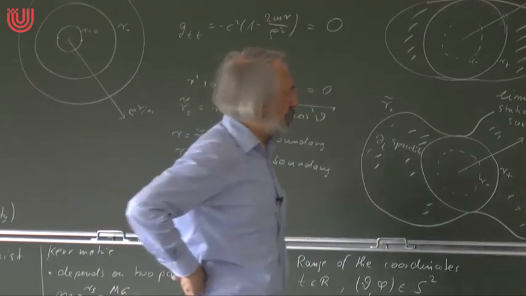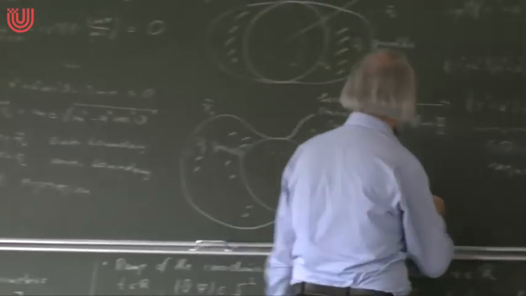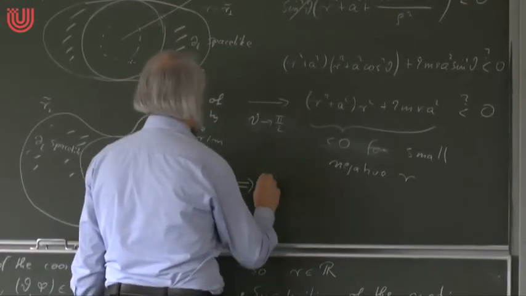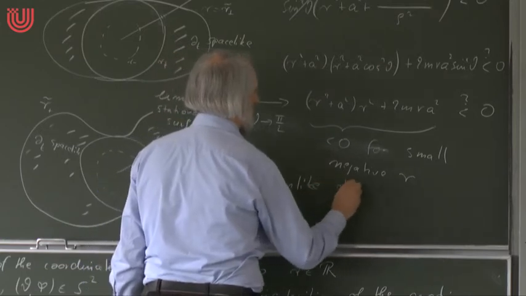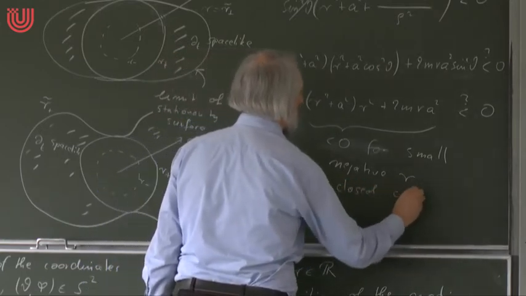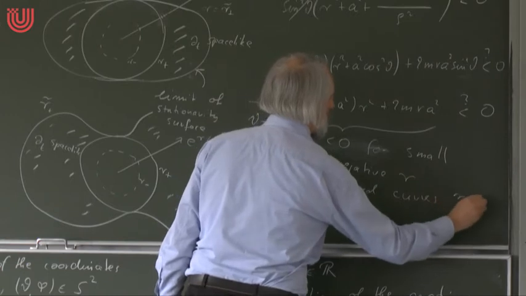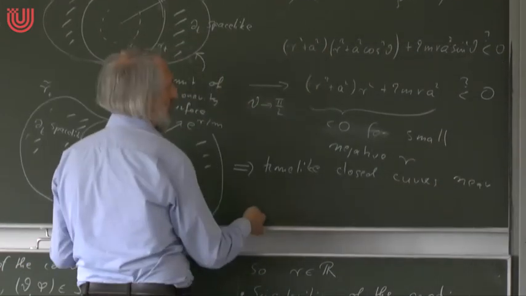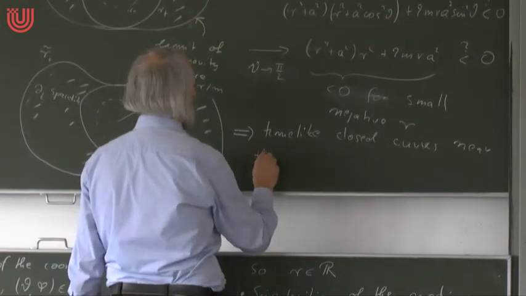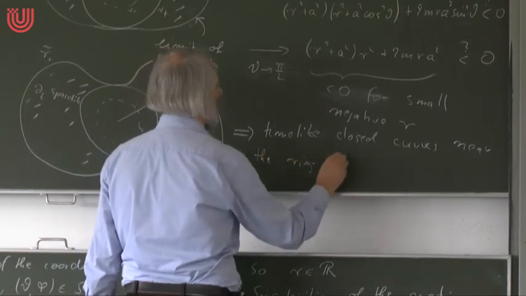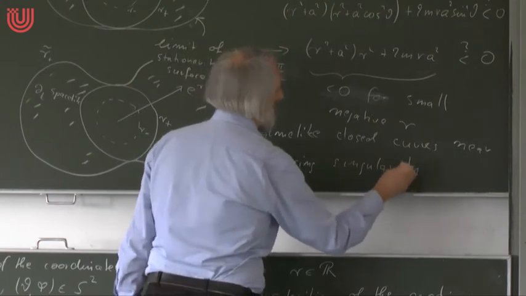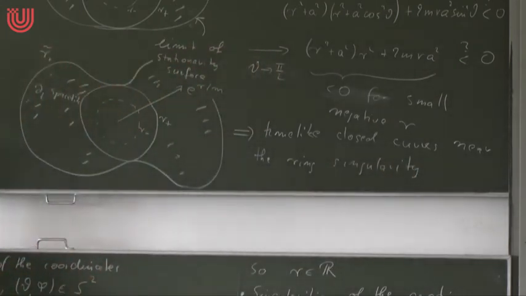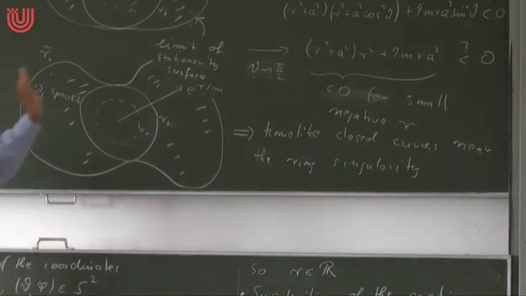So in the curved spacetime, let me write the conclusion here. We have time-like closed curves near the ring singularity, in a certain neighborhood of the ring singularity. The question is, should this worry us? Well, again, we could say the ring singularity is hidden behind the horizon.